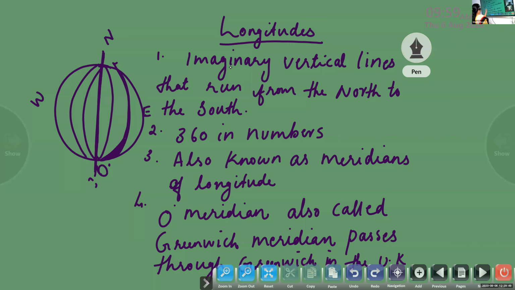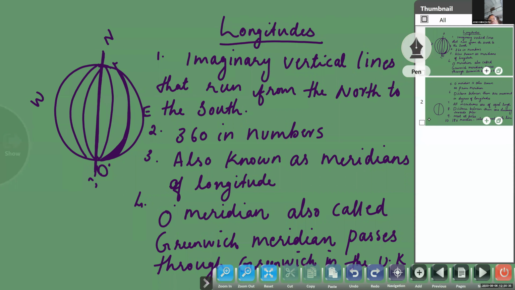This is also known as meridians of longitudes, right? Then 0-degree meridian, this one, the middle line, divides the earth into two equal parts, like the equator. When we learn equator, what do we learn? Equator is an imaginary horizontal line that divides the earth into two equal parts, northern hemisphere and southern hemisphere, right? But this vertical line passes through the middle of the earth and divides it into western hemisphere and eastern hemisphere. This 0-degree meridian is also known as Greenwich meridian, as it passes through Greenwich in the United Kingdom.